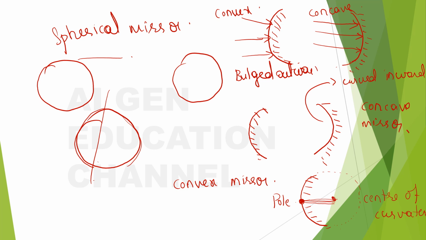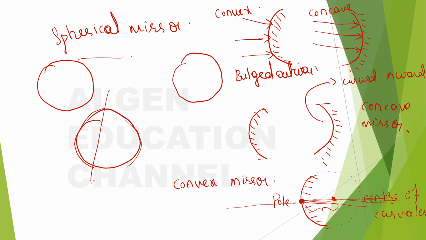This is called the radius of curvature, and the line passing through the center of curvature and the pole is called the principal axis of the mirror. This whole line is the principal axis. It may extend this side and that side; there is no limit to it, whereas the radius is only this part. The principal axis may extend all through, but it should connect the pole to the center of curvature.